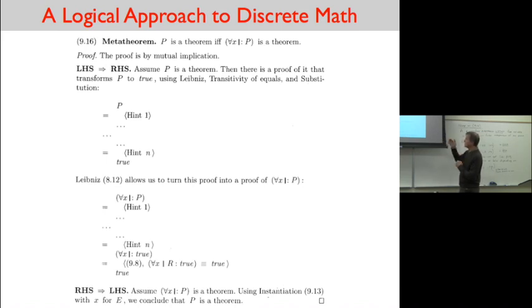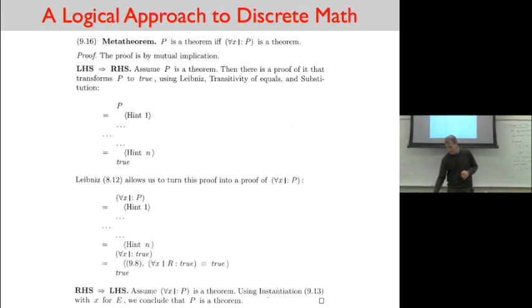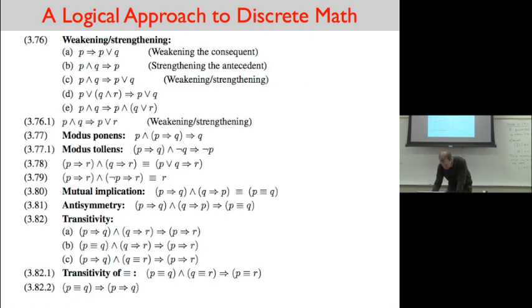it works. So here he says P is a theorem if and only if for all x range true P is a theorem. So here's the proof. He says the proof is by mutual implication. Now remember what mutual implication says? What was the mutual implication? What was equivales? How did that work? Do you remember? Which one was that? No idea, doesn't matter. Well, let me find it here.